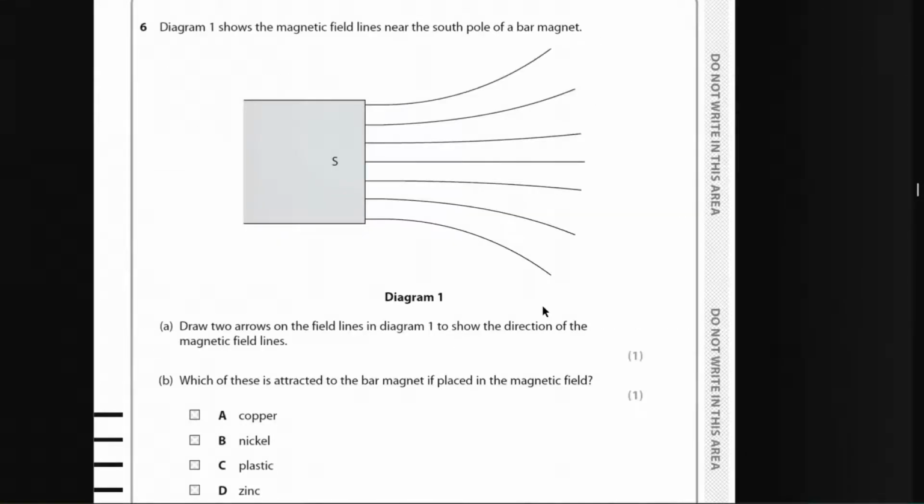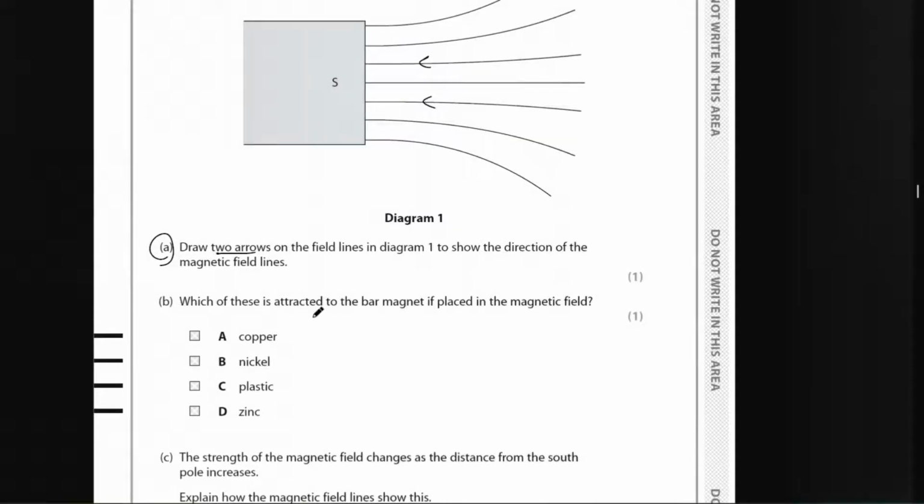Okay, now let's move on to question number 6. Diagram 1 shows the magnetic field lines near the south pole of a bar magnet. A, draw 2 arrows on the field lines in diagram 1 to show the direction of the magnetic field lines. So we only need to draw 2 arrows. So we can choose this one and this one.